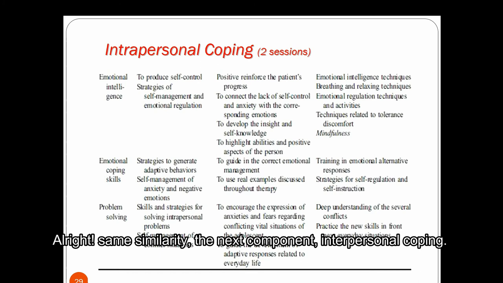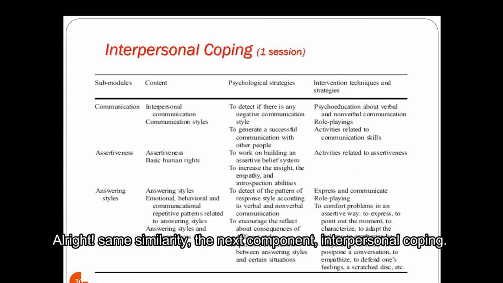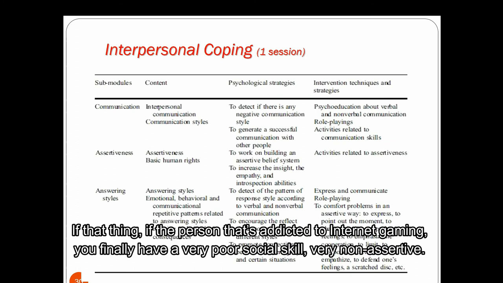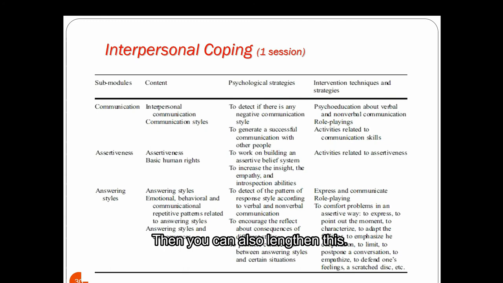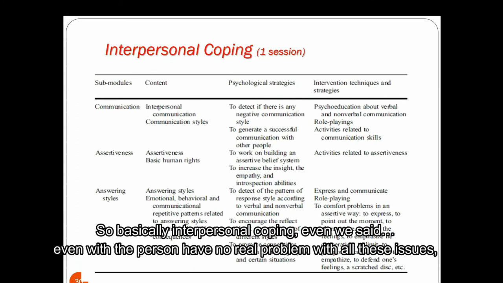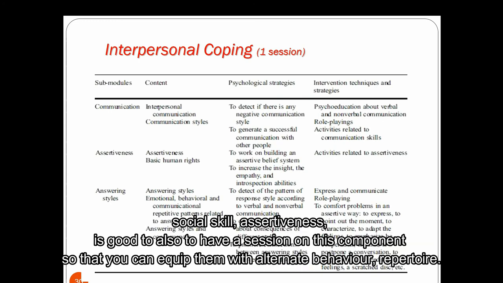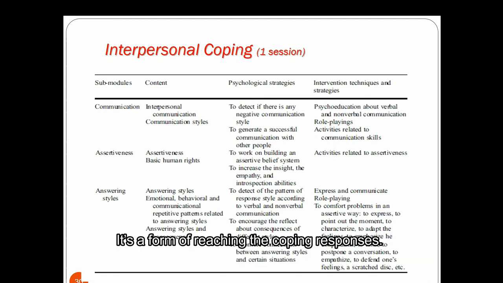All right, similar to the next component, interpersonal coping. If the person that's addicted to internet gaming has a very poor social skill, very non-assertive, then you can also lengthen this. So basically, interpersonal coping, even if the person has no real problem with social skill or assertiveness, it's good to also have a session on this component so that you can equip them with an alternate behavior repertoire.